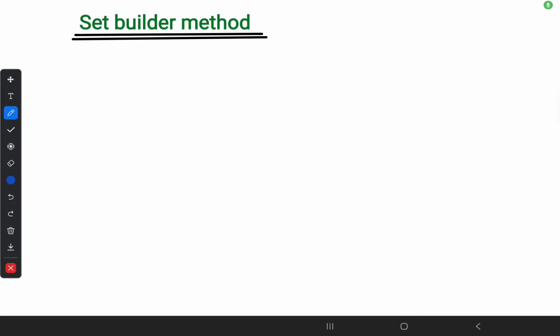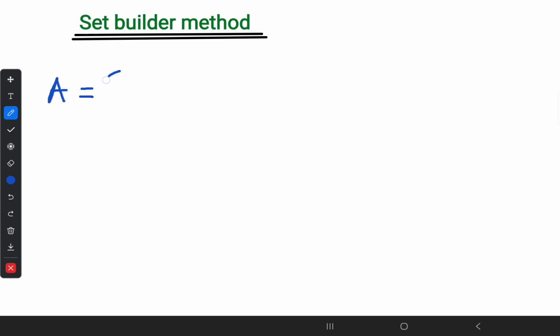There are many other methods to denote a set. Now we are going to be concerned with the set builder method. Set builder method will give you the overall characteristics of a particular set. So I'll use an example to explain. For example, here I have a set.